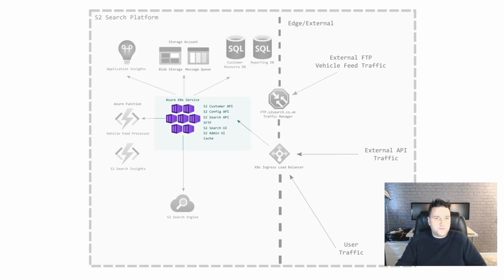So let's say we do a new feature for S2 Search and you're a customer. When we deploy that feature to our clusters, you get that instantly and you won't have any degradation. It's not like an out of hours deployment. We can deploy at any point.